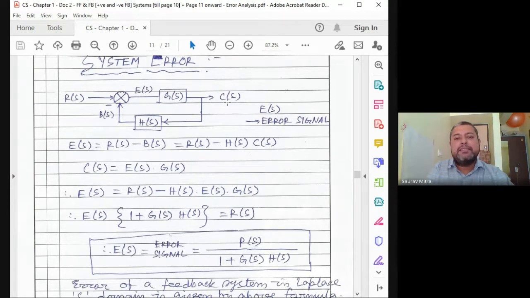Now what is C(s)? C(s) is nothing but E(s) into G(s). We have done many of these kinds in our block reduction technique and signal flow graph. So we know C(s) is equal to E(s) into G(s). Substitute that in the E(s) equation.